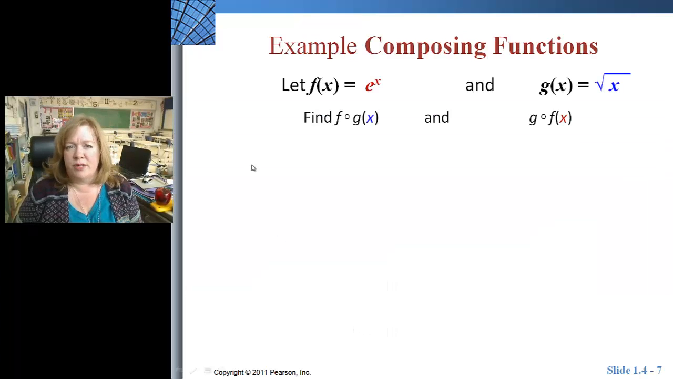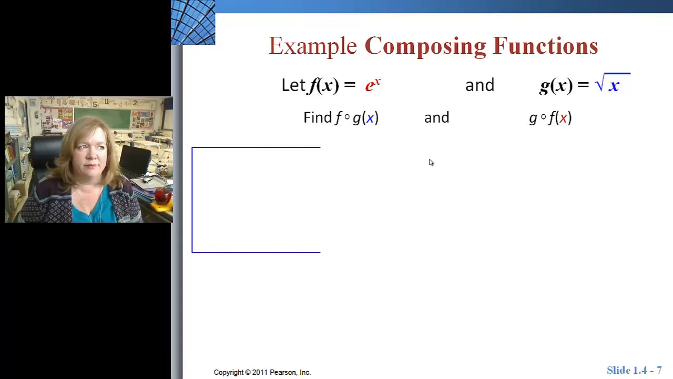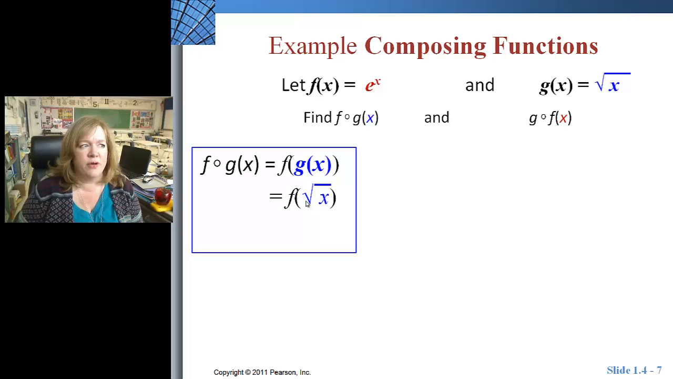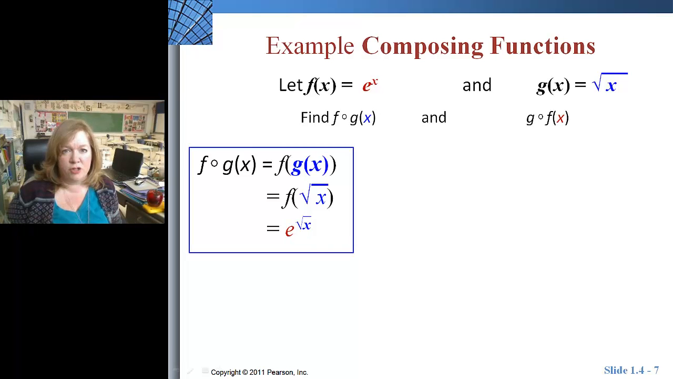So let's do some practice with this. Let f of x equal e to the x. Let g of x equal the square root of x. Find f o g. This means the g of x goes inside the f of x. So f of g of x means f of the function g of x. Notice I'm color coordinating it so you can kind of see. So f of the square root of x, because g of x is the square root of x. So we're going to take in this f function, replacing this x with the square root of x. So it's going to be e to the square root of x.